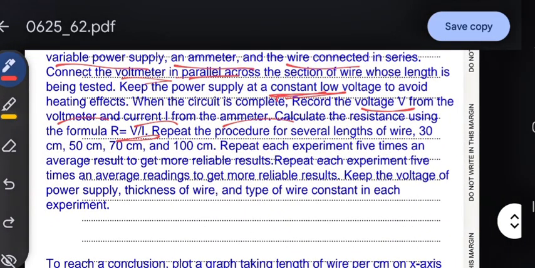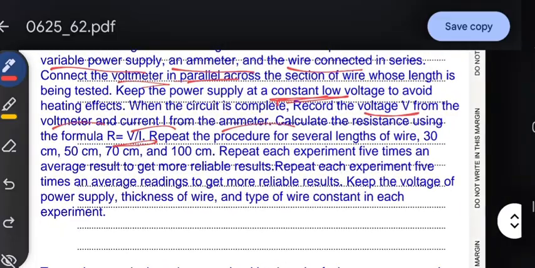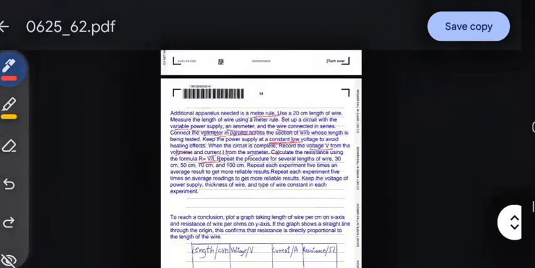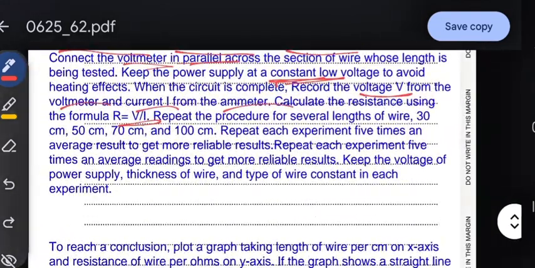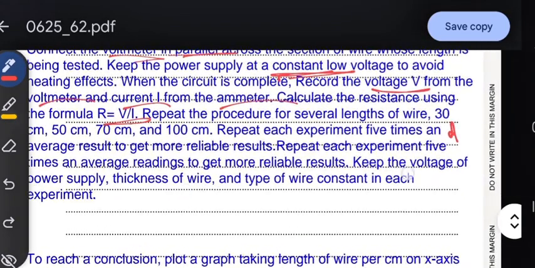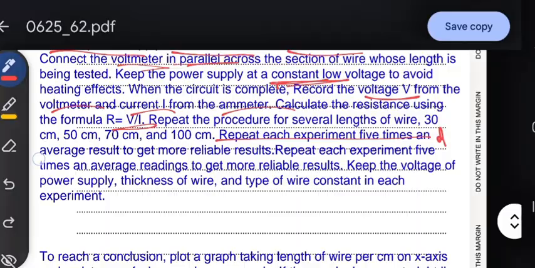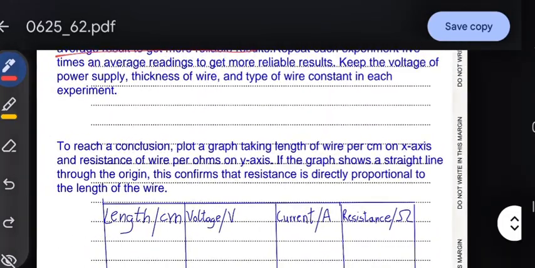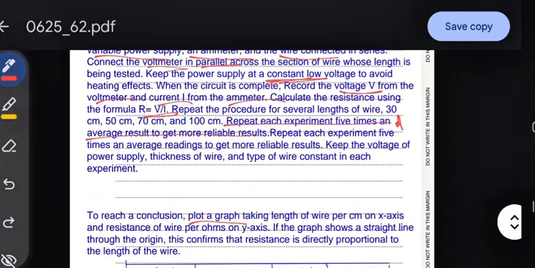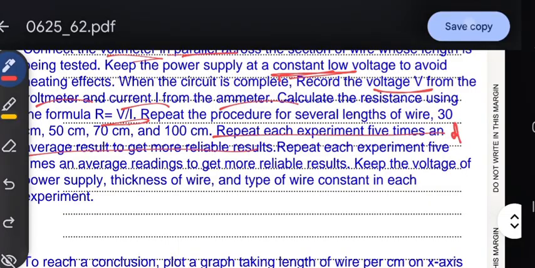Repeat the procedure. Make sure to write this for several lengths of wire: 30 centimeter, 50 centimeter, 70 centimeter, and 100 centimeter. Repeat each experiment 5 times and take the average result to get a more reliable result. Always include this point. It's a free 1 mark. And even the graph in the end is a free 1 mark, so 2 marks are guaranteed.